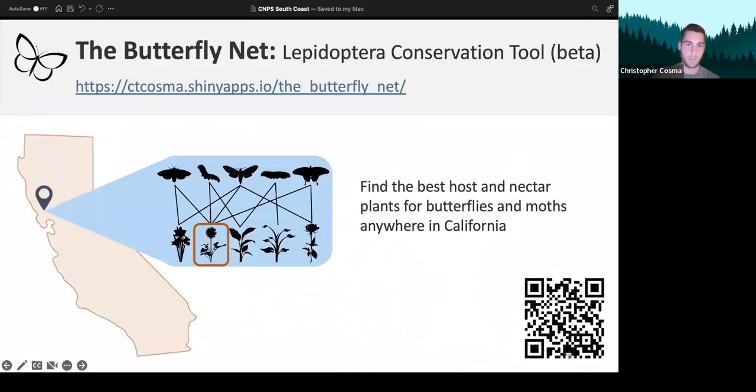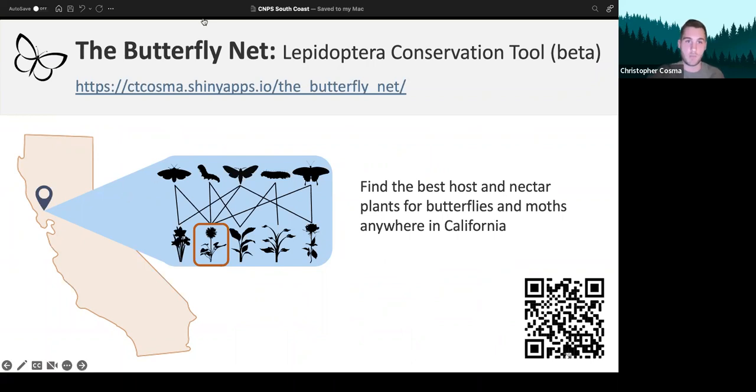In order to advance Lepidoptera conservation here in California, I built a tool called the Butterfly Net. This is a web application that helps anyone in California find the best host and nectar plants for butterflies and moths wherever you live. I'm going to be talking about how I built this app and why we need it for the rest of this talk.